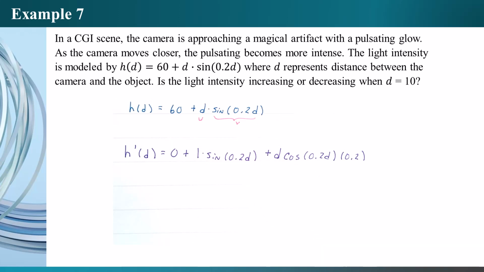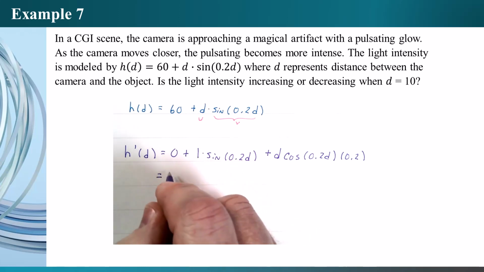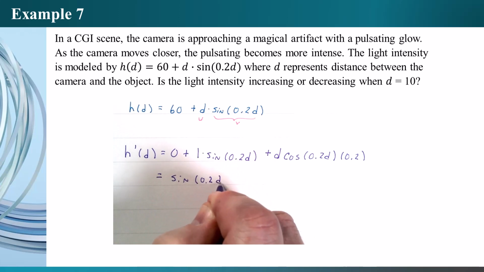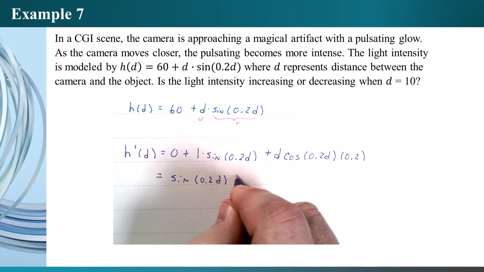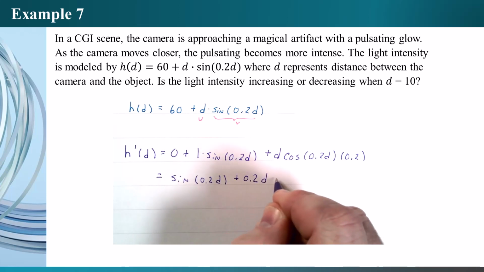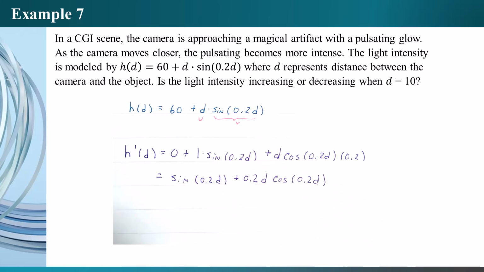Now let's clean this up a little bit. Looks like what we have here is sine of 0.2d, and we've got 0.2 times d, and cosine 0.2d. And that's our derivative.